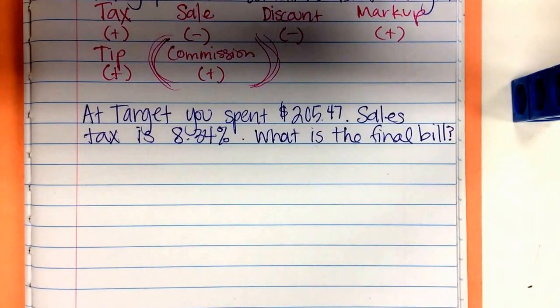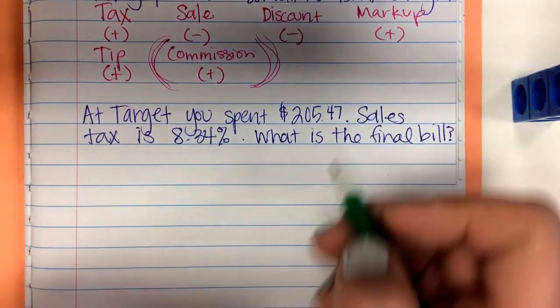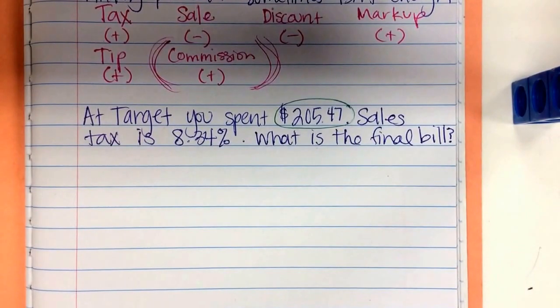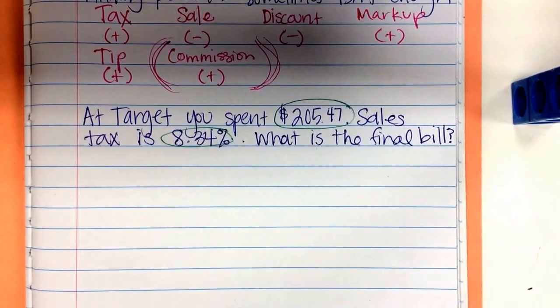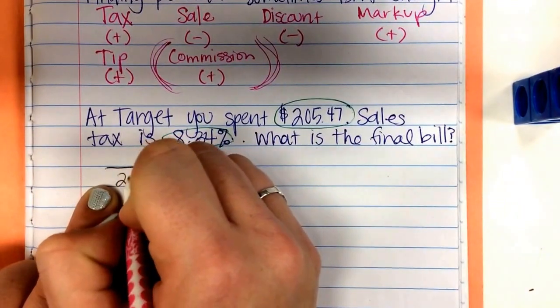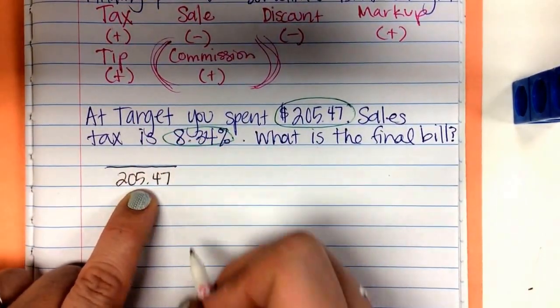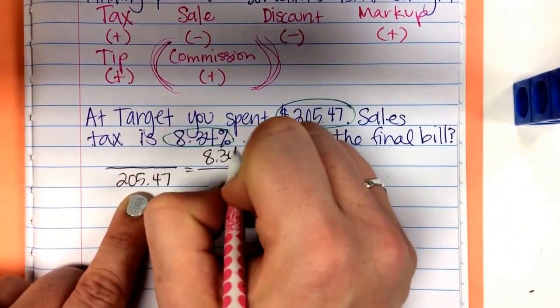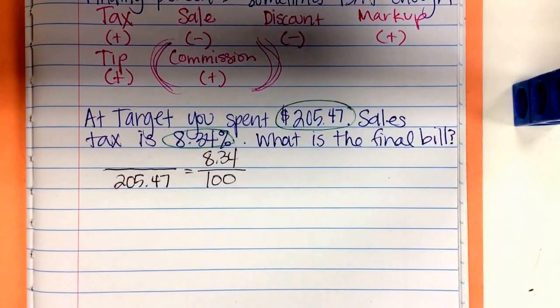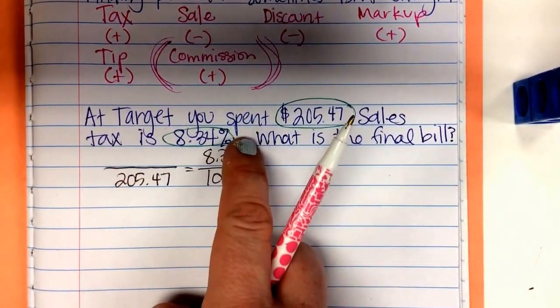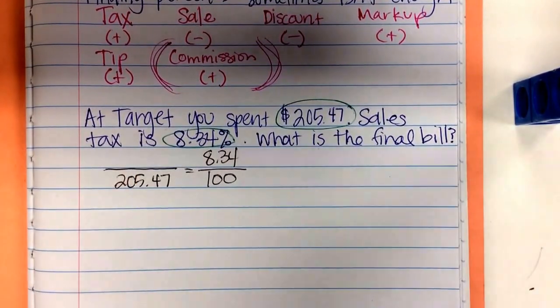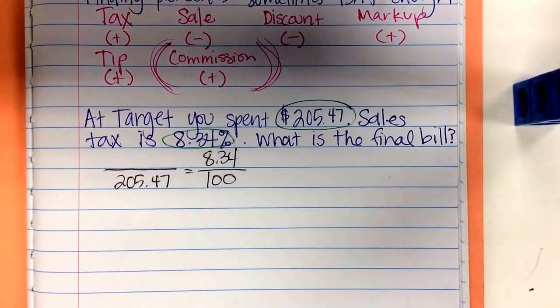So we're going to do what we did yesterday. We're going to use our percent proportion. We're going to set up the problem. We're going to solve it. But that's not enough. If I look, that's how much I'm spending. And here's my percent, right? I've got my two numbers. So when I set up my proportion, $205.47 and 8.34%. I know where these numbers belong. My total amount goes on the bottom. Here's my percent, and it's always over 100. It should go on top right here. X.